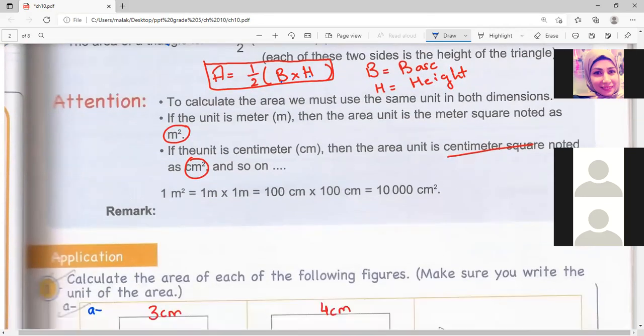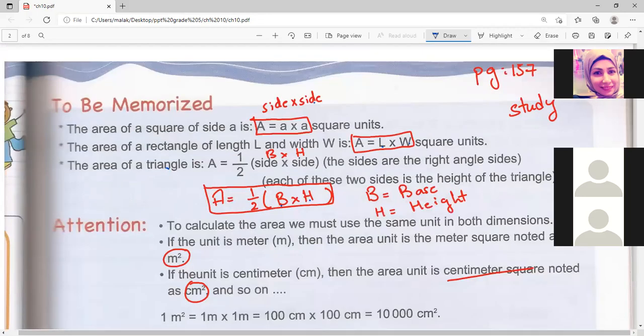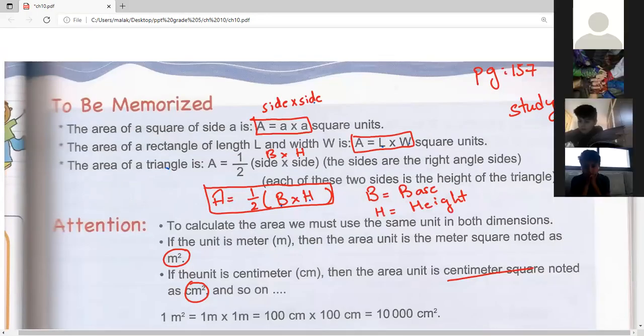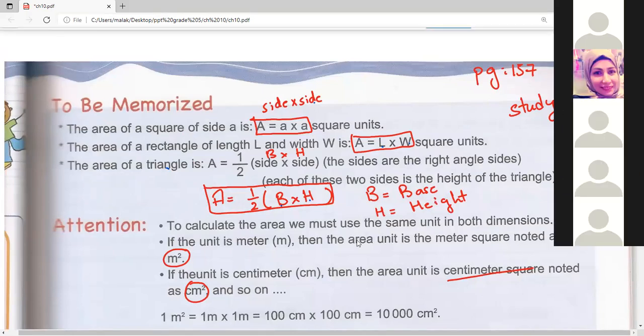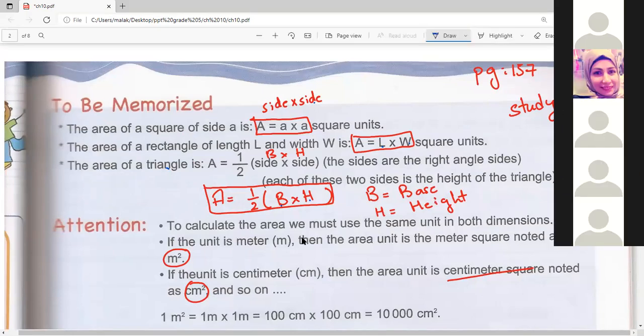And what is the area unit? Meter square. If it's in centimeter, we have to write centimeter square. إذا هو كان بالمتر, we write meter square.